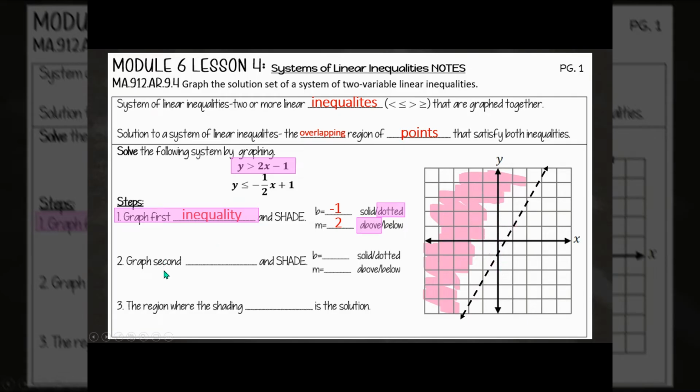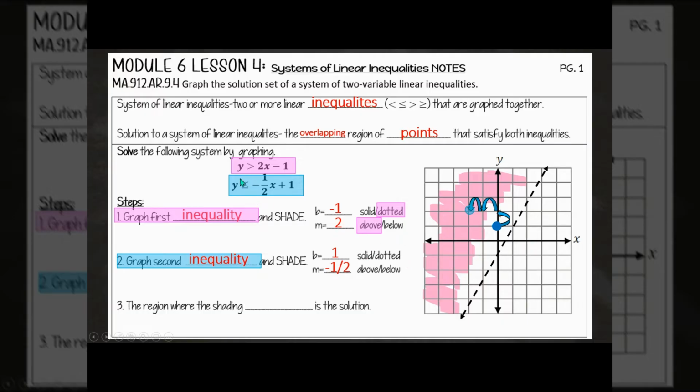Now I have to go ahead and graph my second equation. Y is less than or equal to negative 1/2 x plus 1. And when I graph this second equation, first I'm going to identify my y-intercept, just like I did before. So a positive 1. I'm going to go over here to my graph and plot my point at positive 1 on my y-axis. Then I'm going to identify my slope, which is a -1/2. So in -1/2, I can either go up 1 and to the left 2, which is what I did here, or I could have gone down 1 and to the right 2. Either one would be acceptable.